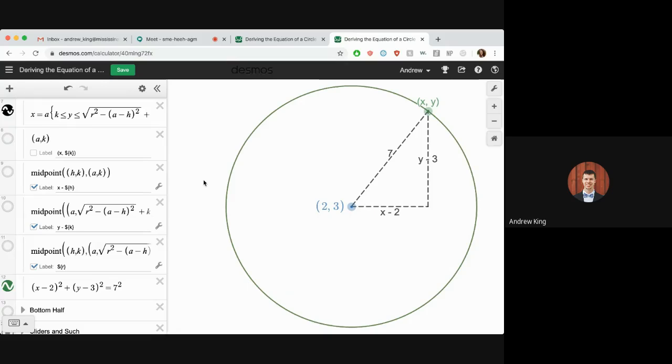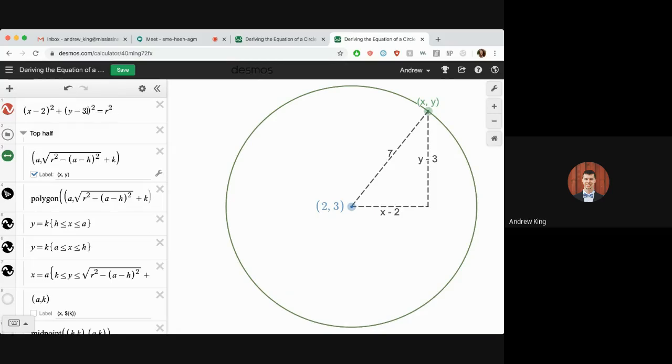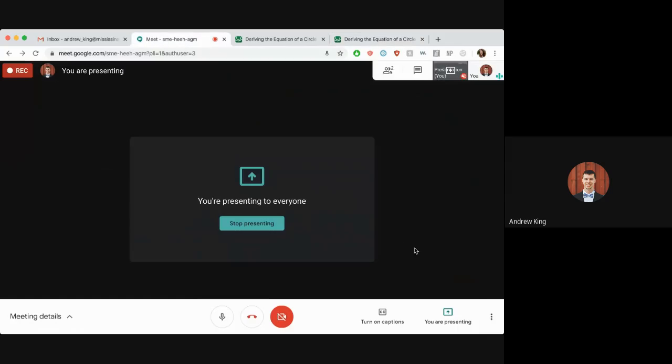It's really just the Pythagorean theorem disguised by using the center and x and y to represent any generic point on the circle. That's it. Hopefully that'll help you kind of see where this comes from so that you don't have to necessarily memorize it, and hopefully it makes a little more sense now after watching that.